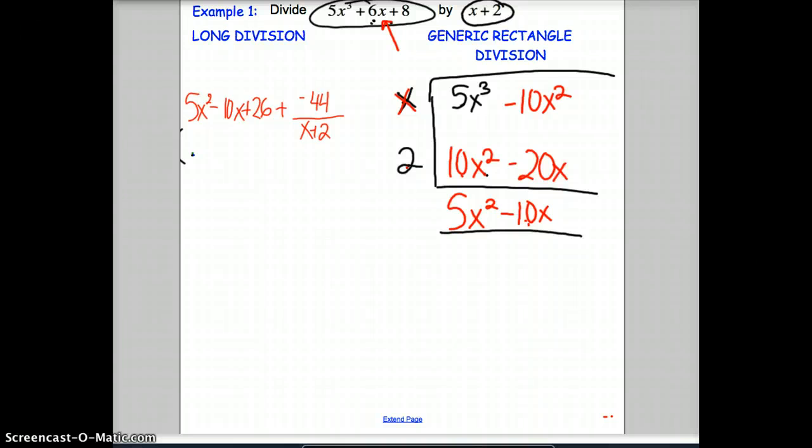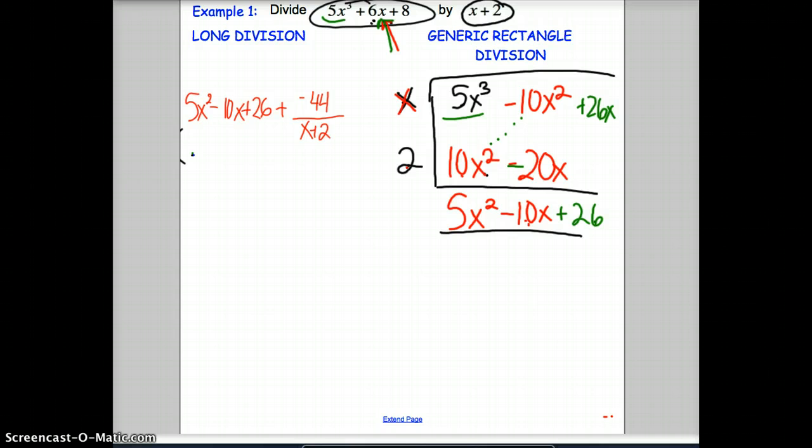So I've accomplished the fact that I've got the 5x to the third that I want. I got rid of the x squared that I don't want. But I still need this to add up to 6x's, and right now I have negative 20x's. So the only way to get 6x's is to add 26x's. So this corner must have 26x's. And once again, because I filled in that corner, I can fill in this bottom piece. It has to be 26.